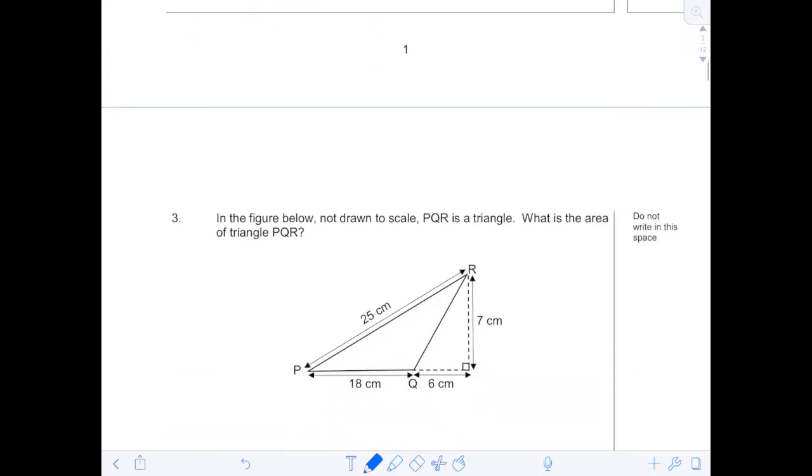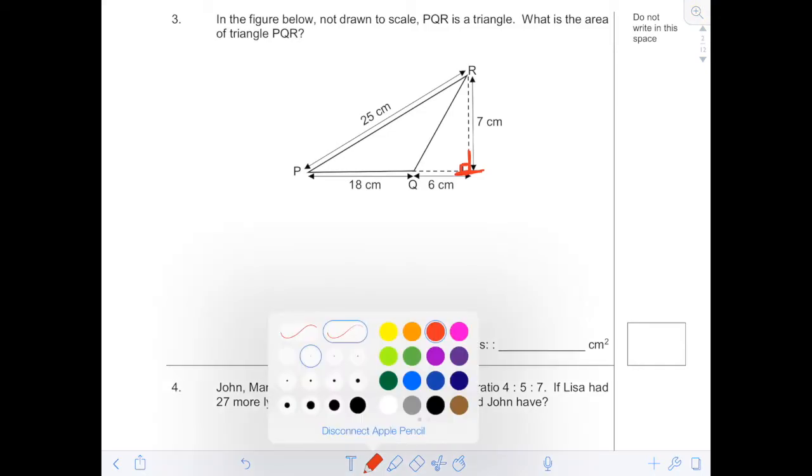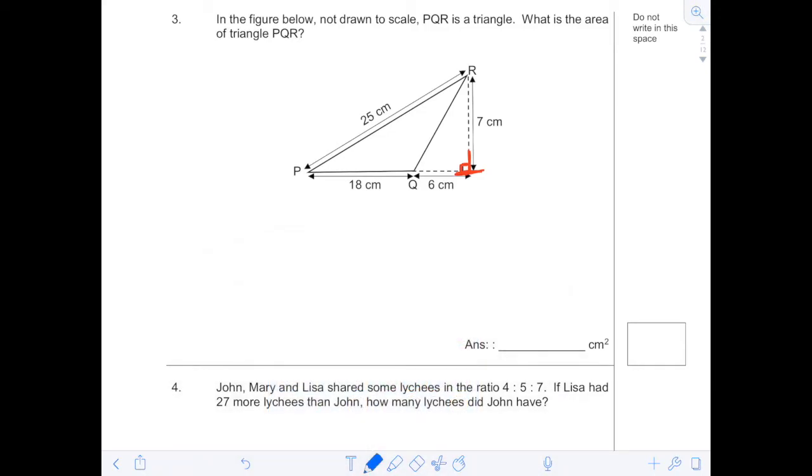Okay. Question 3. In the figure below, not drawn to scale, PQR is a triangle. What is the area of triangle PQR? So we have to identify where's the right angle. The right angle is here, with the perpendicular here. Knowing this, we know that the base has to follow this line all the way, and the other line correspondingly should be following where the perpendicular is. So you're going to get an 18 cm here.